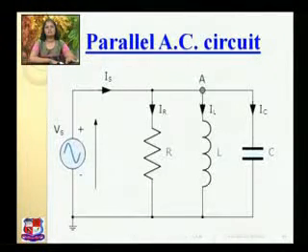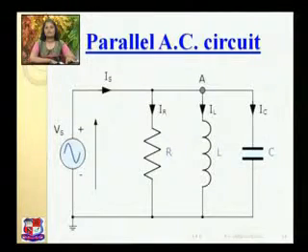So this is the diagram for a parallel AC circuit. As shown in the figure, resistance, inductor and capacitor are connected in parallel and one supply voltage Vs is connected across all the three elements. So the voltage across resistance, voltage across inductor and voltage across capacitor are Vs. So the voltage across each element is constant because this is a parallel circuit.